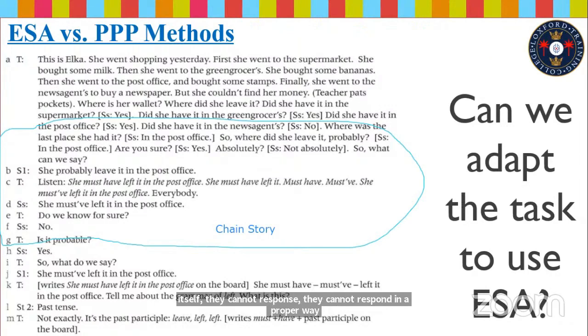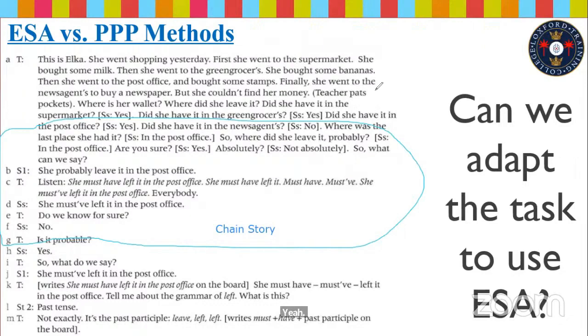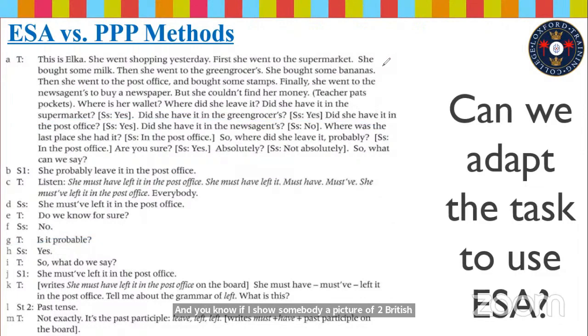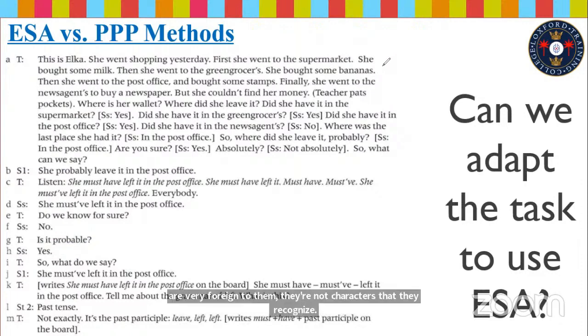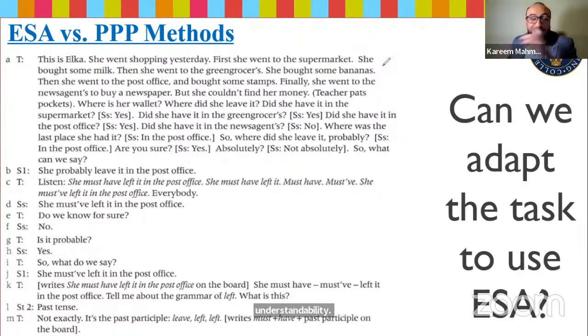So it's about images and using images to teach. If I show somebody a picture of two British people walking down by Big Ben, and the images are very foreign to them, not characters that they recognize or can relate to, then relatability is also important to understandability. It is a maxim of this course, Ron. You remember? When you tell something, there's a maxim of relevance. Everything should be relevant. Otherwise, it doesn't make sense.